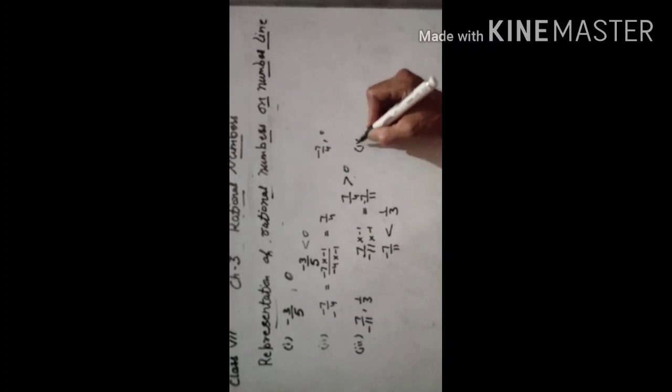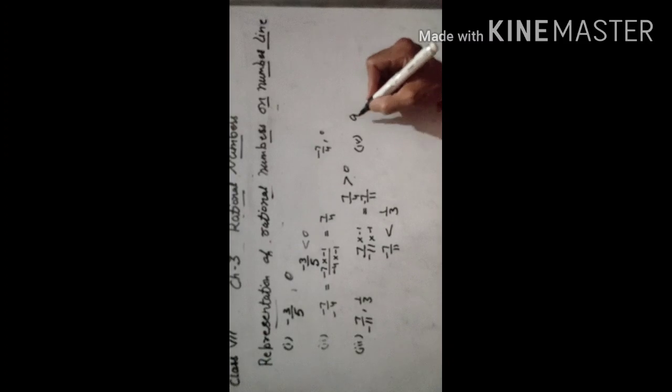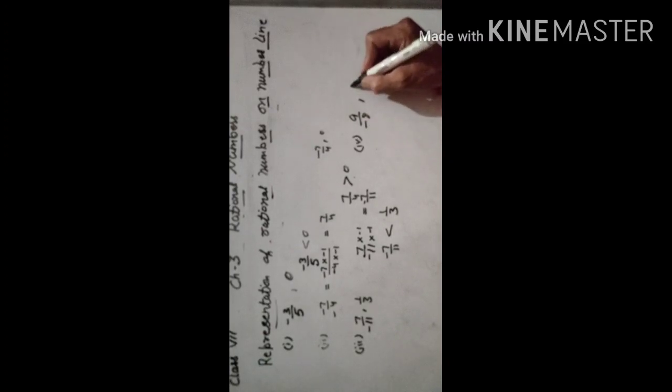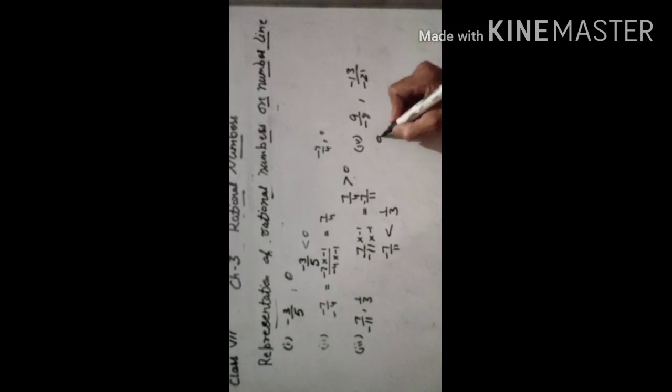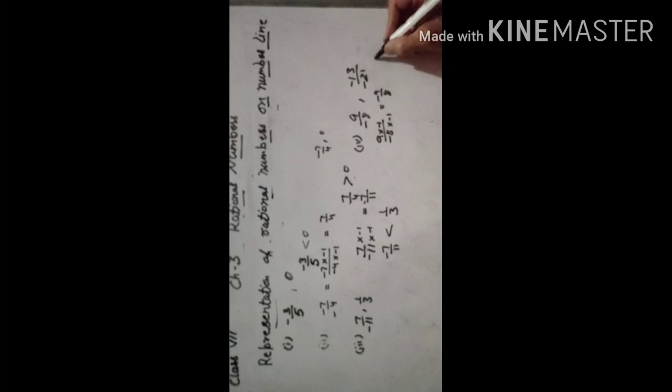In the fourth part, the numbers are 9/-8 and -13/-21. 9 into -1 by -8 into -1, so it becomes -9/8, and -13 into -1, -21 into -1, that becomes 13/21. So this is a positive number. A negative number is always less than a positive number, so 13/21 is greater.